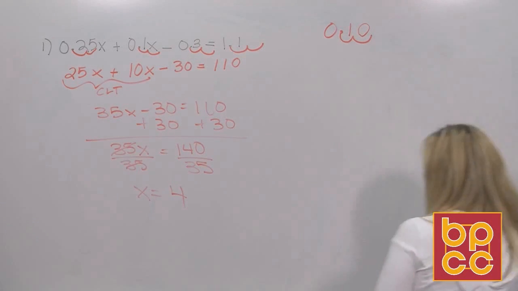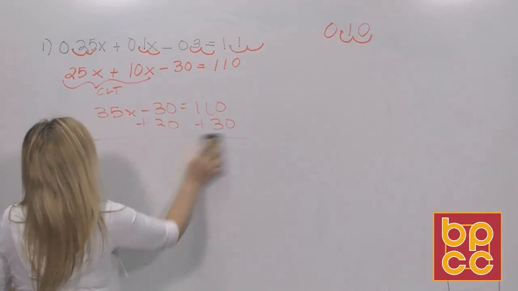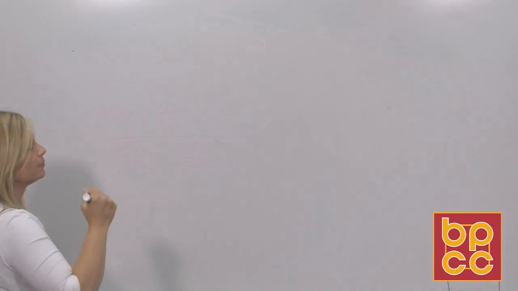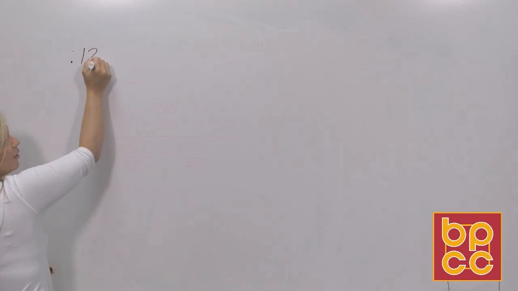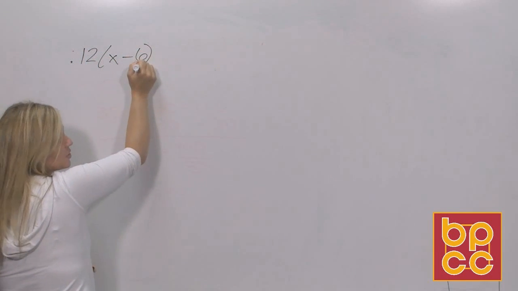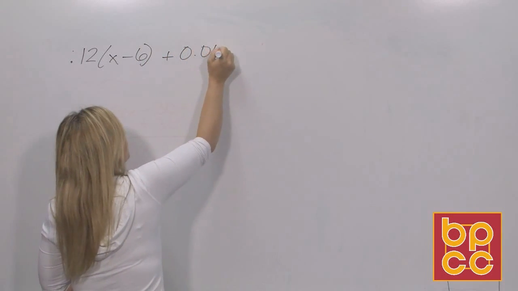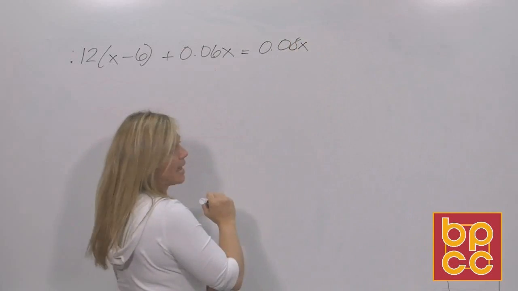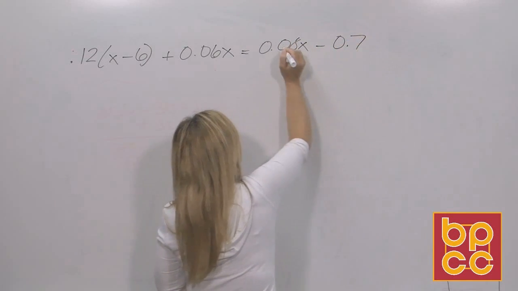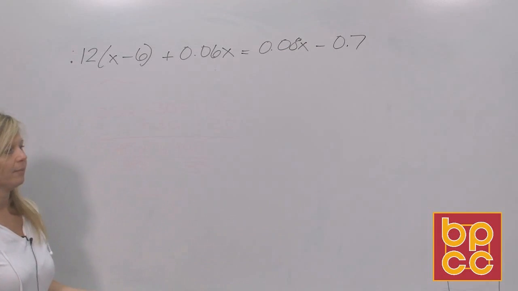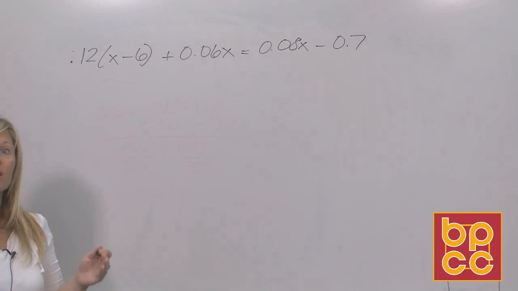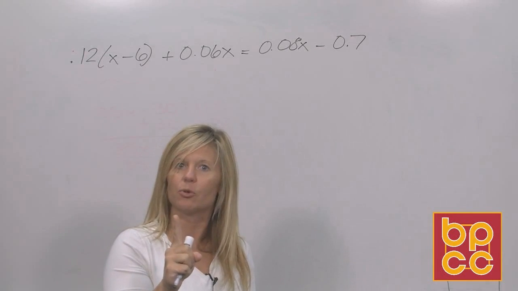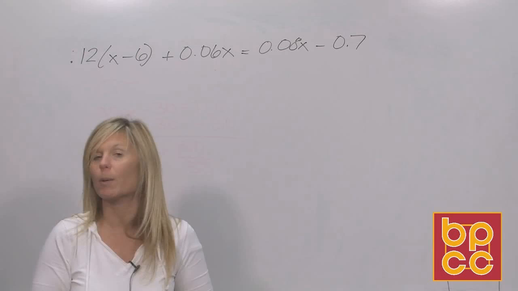So if you look in your notes, as I get the eraser here, our next equation with decimals is a little bit bigger. It is 12 hundredths x minus 6 plus 6 hundredths x equals 8 hundredths x minus 7 tenths. So again, if you follow the procedure I taught you in the previous modules, the first step in solving any linear equation is to do what? That's right, it's to get rid of parentheses.